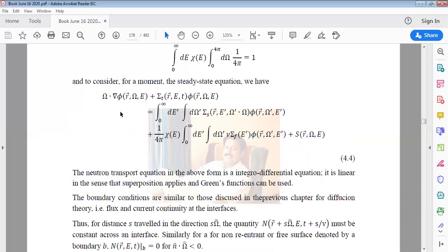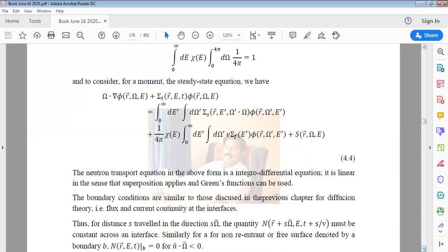So here's the streaming term. Here's the outscattering term. Here's the inscattering term. Here's the fission term, multiplied by the fission spectrum. So how many get to contribute into your phase space of interest? And here's your direct source.